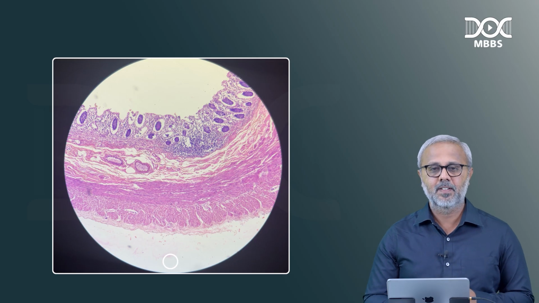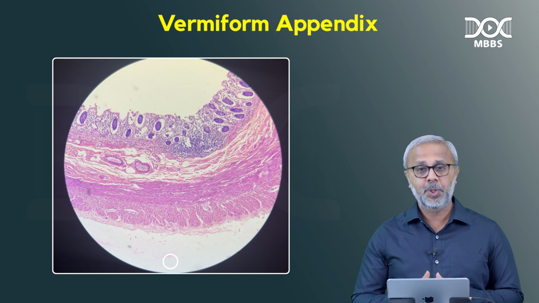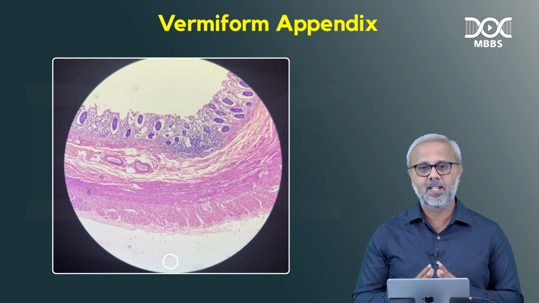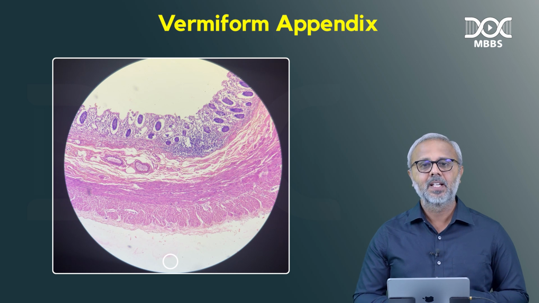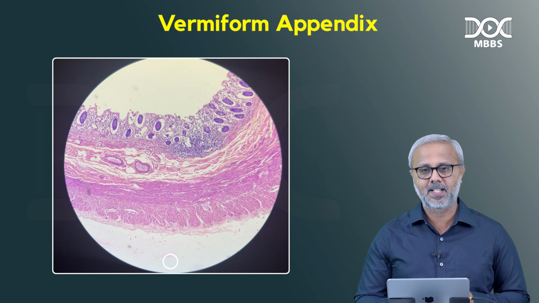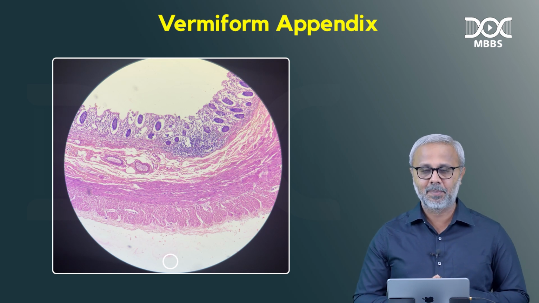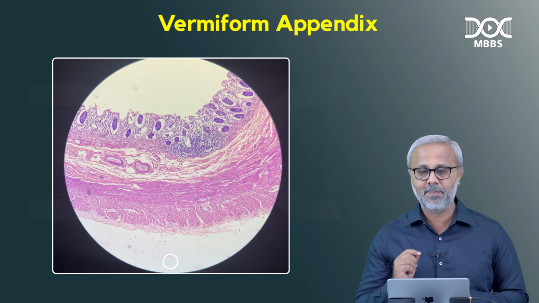This is the slide of Vermiform Appendix. How do we say that this is the slide of Vermiform Appendix? We can clearly see all the 4 layers of GIT: inner mucosa, the submucosa, then Muscularis externa and Serosa. The mucosa is lined by simple columnar epithelium and has rudimentary crypts.